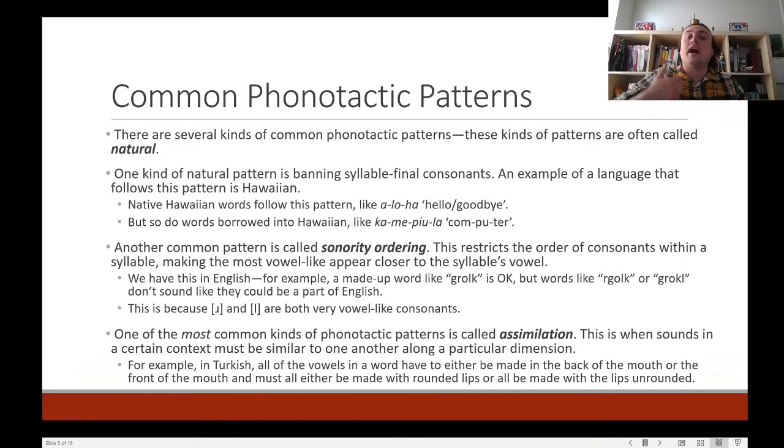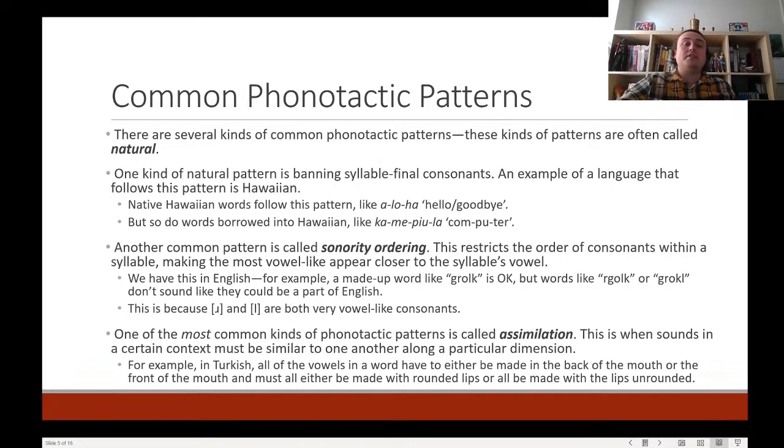So there are a lot of common phonotactic patterns across the world's languages, and oftentimes a common phonotactic pattern is going to be called a natural pattern. One kind of natural pattern is banning syllable final consonants. So an example of a language that follows this pattern is Hawaiian. So native Hawaiian words don't have any syllable final consonants. So if you take a word like aloha, right, all of those syllables have consonants, if they do have consonants, at the beginning of the syllable. That L and that H are at the beginning. They're not allowed to be at the end.